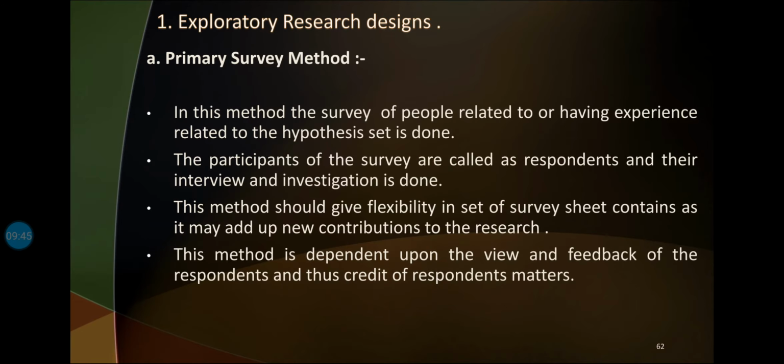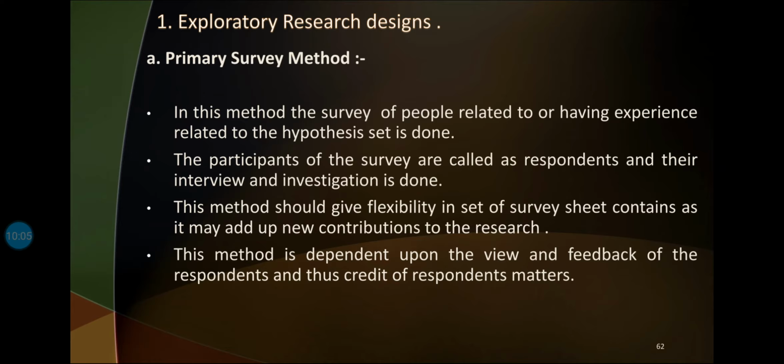Now, we have already discussed this, that the primary survey method, in this method, the survey of the people related to or having experience related to hypothesis set is done. The participants of the survey are called respondents, and their interview and investigation is done.